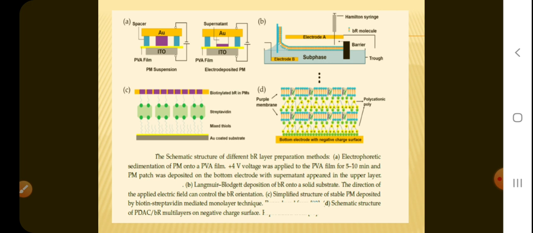And the last one shows the stabilization of BR layers on various other negatively charged surfaces. So these are the schematic representations of how you are going to deposit the BR layer on various substrates, which can be used in your hybrid devices, in your electronic devices. Why do we term it hybrid? It is the incorporation of the bacteriorhodopsin on existing electronic devices.